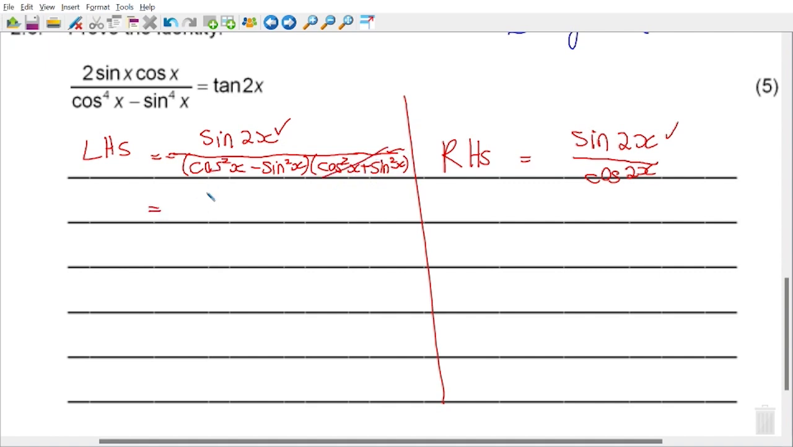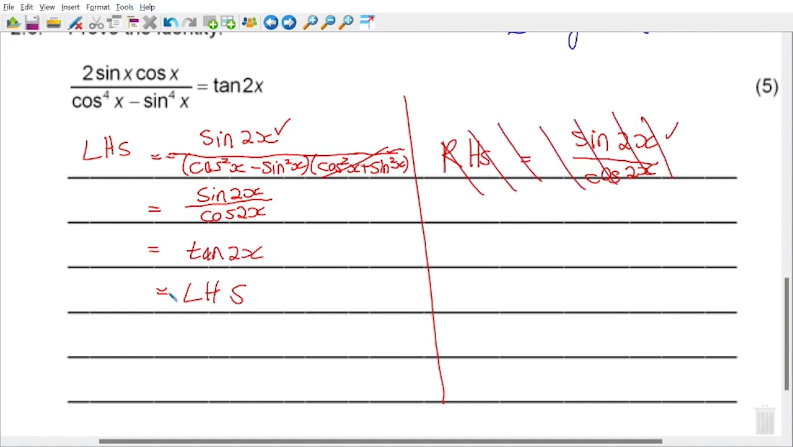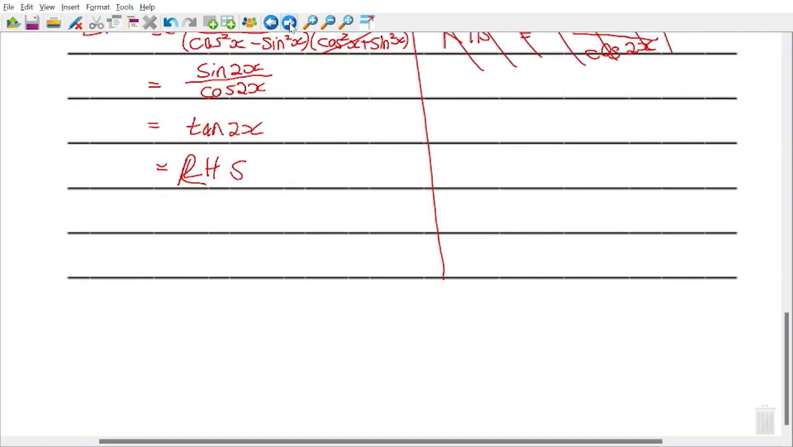So in fact, what we've now got is sine 2x over cos squared x minus sine squared x, but we know that cos squared x minus sine squared x is cos 2x. And I could either say right-hand side, or I could say tan of 2x equals the left-hand side, in which case I don't actually need any of that. Okay, right, let's turn over.